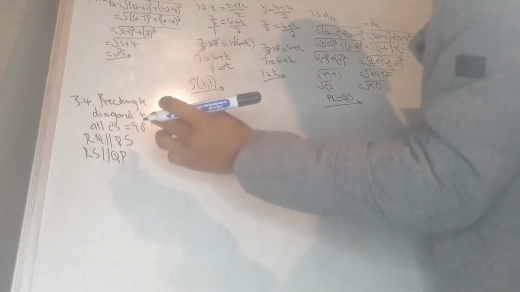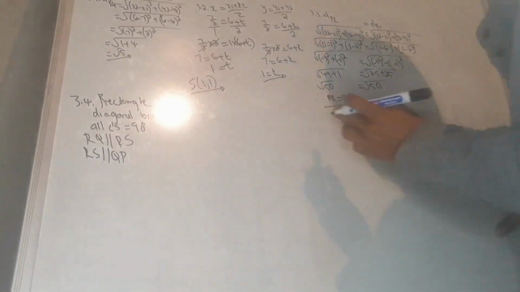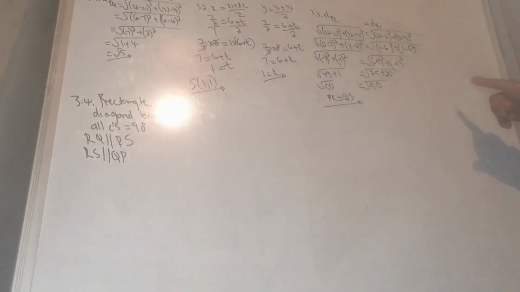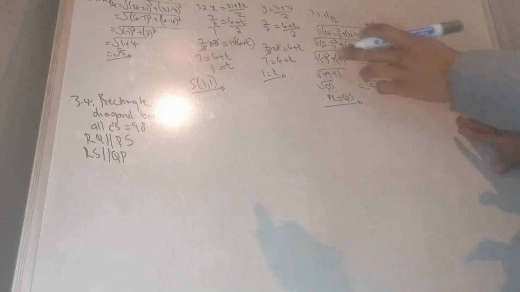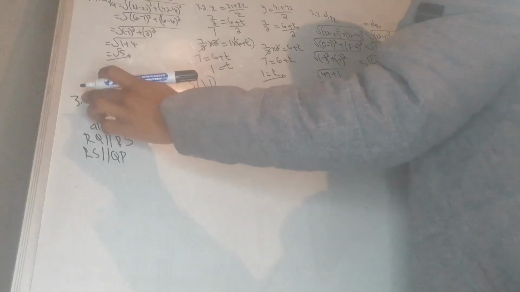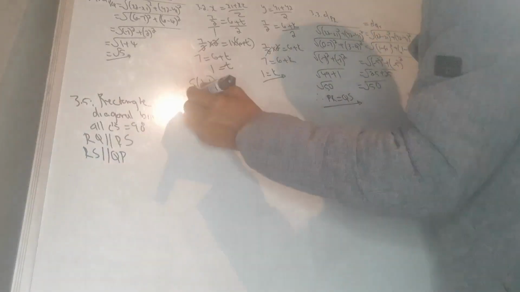That was 3.5 because it was 3.4. No, it's 3.5. No, skip 3.4.